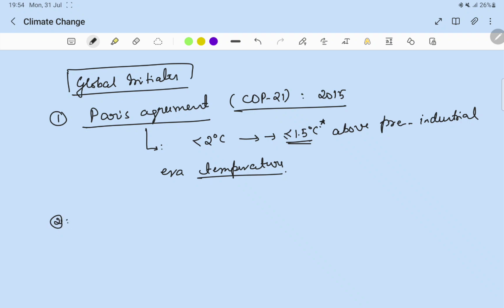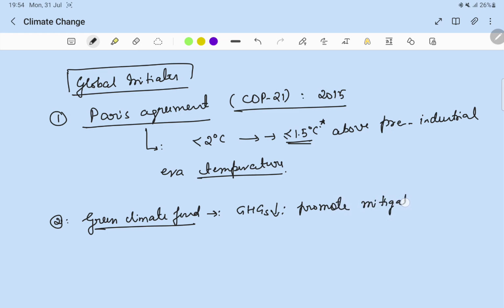Secondly, we have our Green Climate Fund, to fund mitigation and adaptation, to reduce the greenhouse gas emissions and promote mitigation and adaptation.